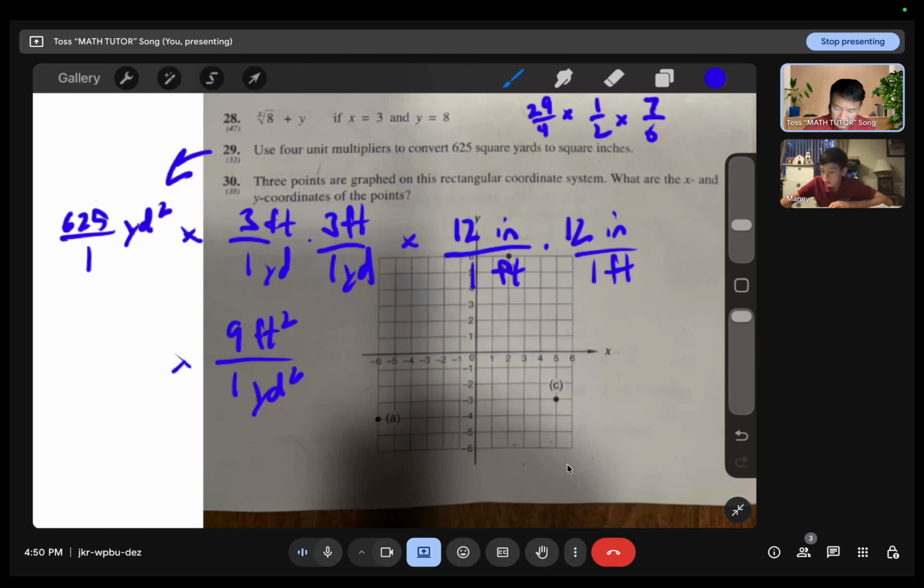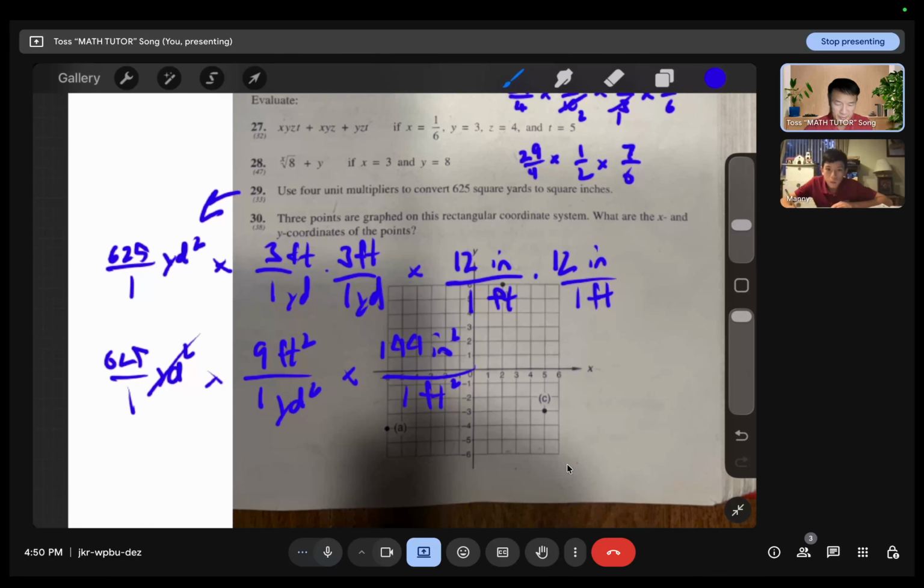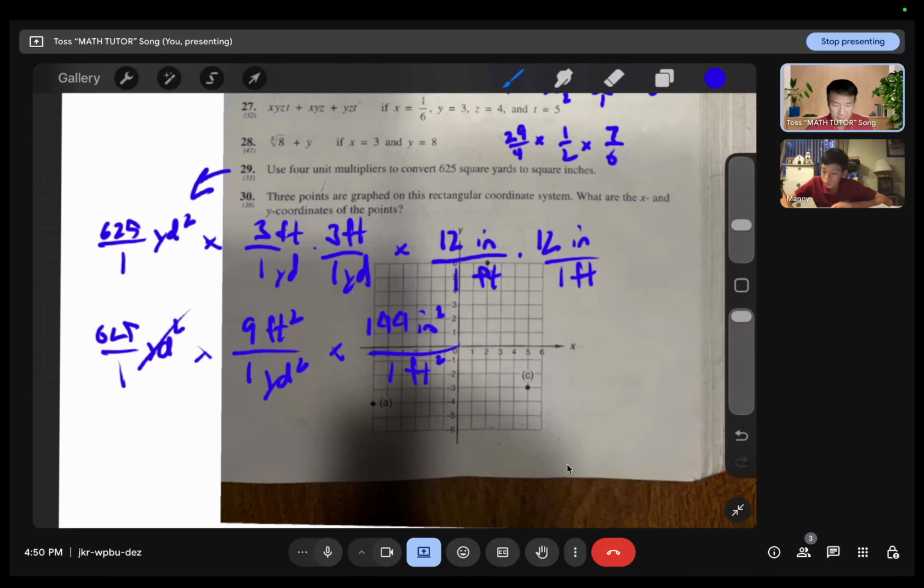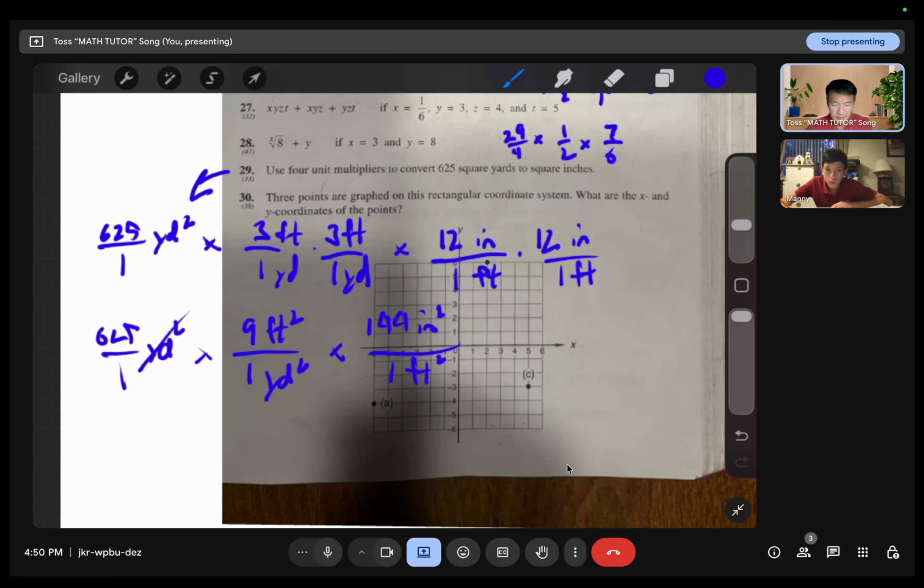And I'll copy this down. And then you can start canceling there, right? Yeah, you can copy all of this. And this will be 144 inches squared over 1 foot squared. Not cubed, squared. I think you got this into square inches, because if you cancel everything, you'll be left with, you see it? Square inches right there.